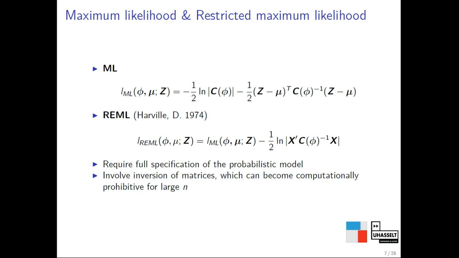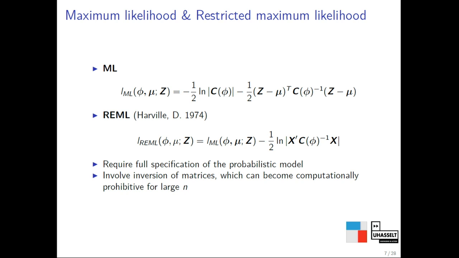So for maximum likelihood, you have an expression like this. So your covariance parameters are in the C matrix. So the size of the C matrix is directly dependent on the size of your spatial points. So this matrix can get really large if you have a large spatial region.